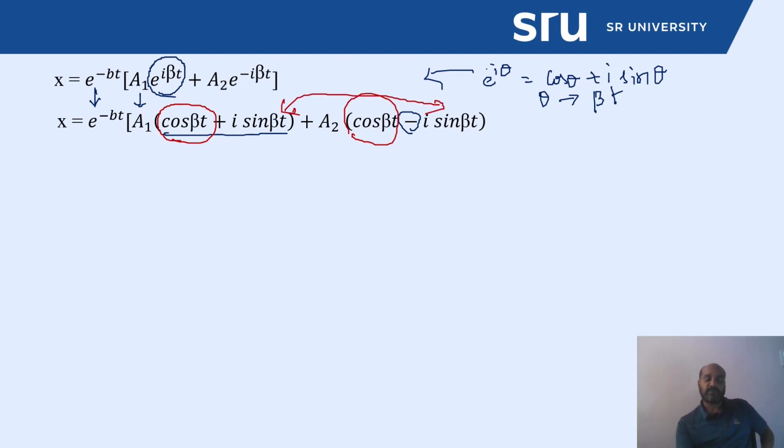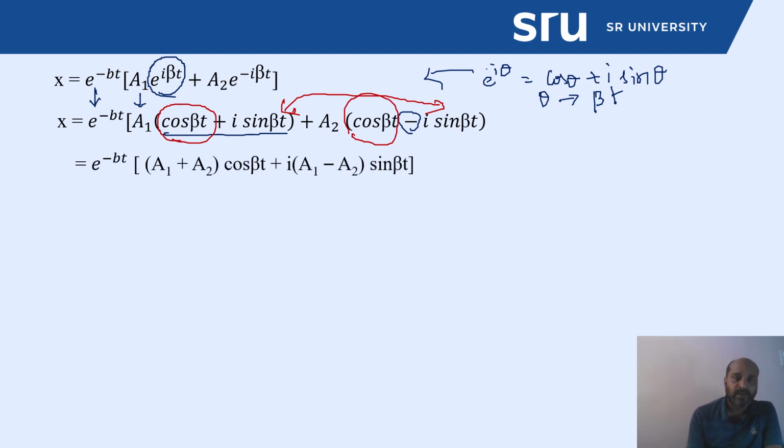So we group them, both the real terms separately and the imaginary terms separately. If you group them, e to the power of minus bt as it is. If cos beta t is common, a1 plus a2. And next, here i sine beta t is common, so that it is a1 minus a2. However, again, a1 and a2 are constants, but the first time it is a sum and the second time it is a subtraction. So addition or subtraction of two constants, again the result will also be constant, right?